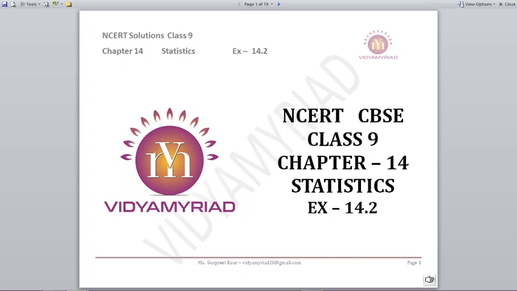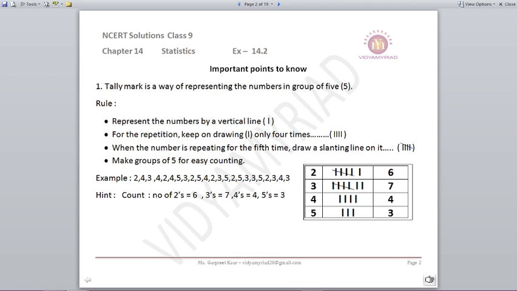This video is made for class 9 on chapter number 14 statistics, and today we are going to begin with exercise 14.2 from NCERT. Now before we begin with the exercise, there are certain concepts which you need to know: what are tally marks, what are class intervals, and how we are going to put the tally marks. Tally marks are a way of presenting numbers in groups of 5.